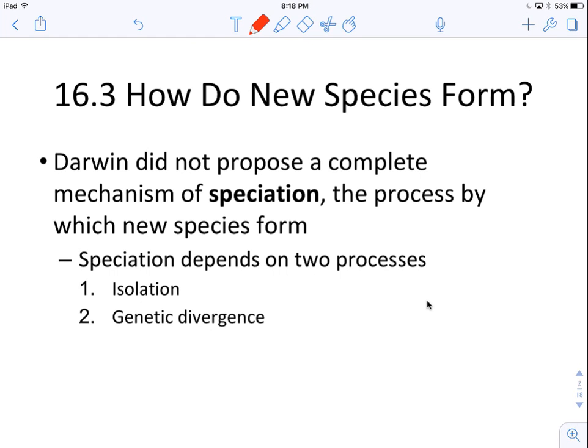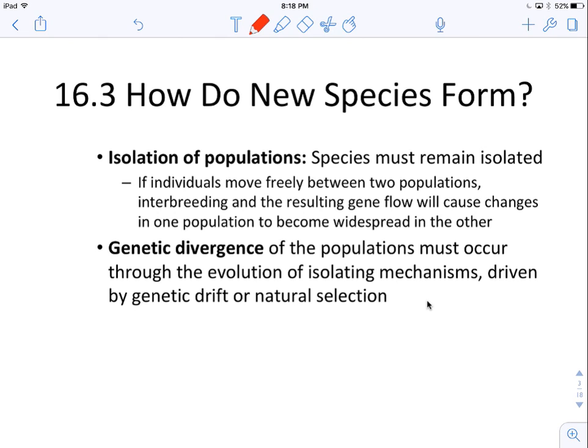But speciation depends on two processes. First, isolation of the population, and two, genetic divergence of the population from the rest of the species. So first you have to isolate the population. If individuals move freely between the populations, that will preserve the gene flow, and the populations will remain similar. You have to isolate them and stop the gene flow between them.